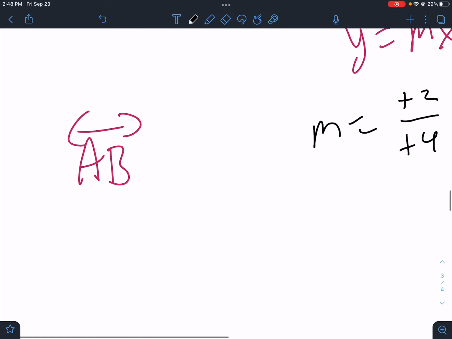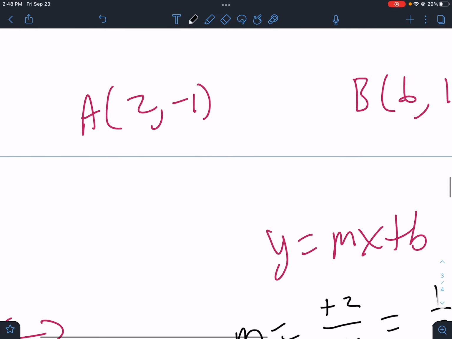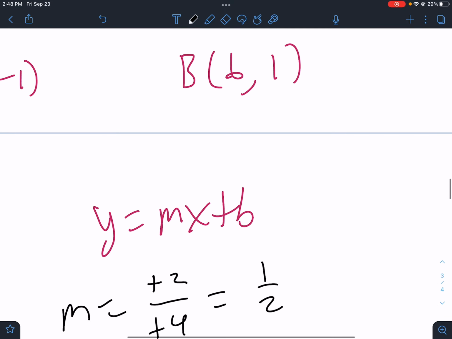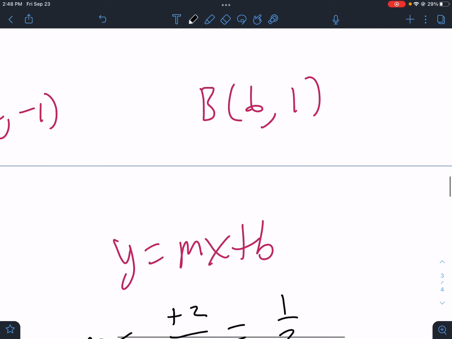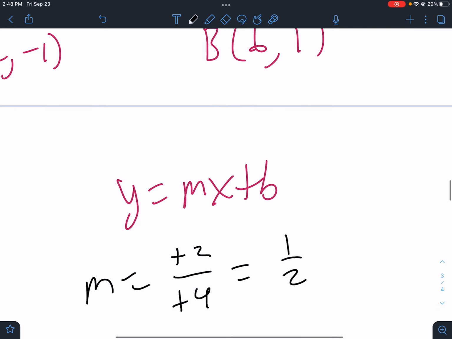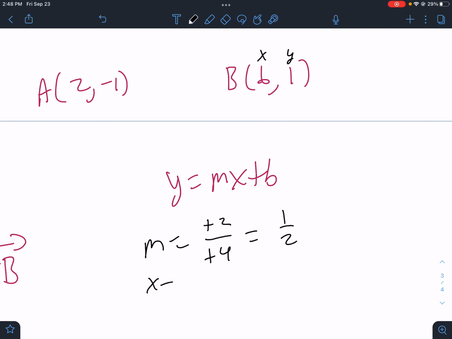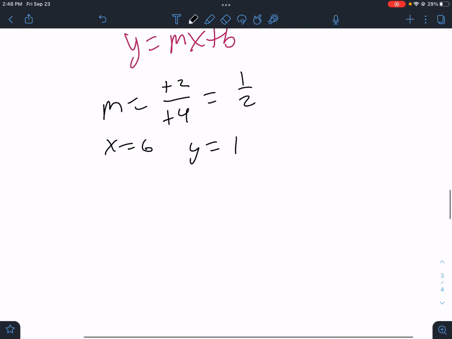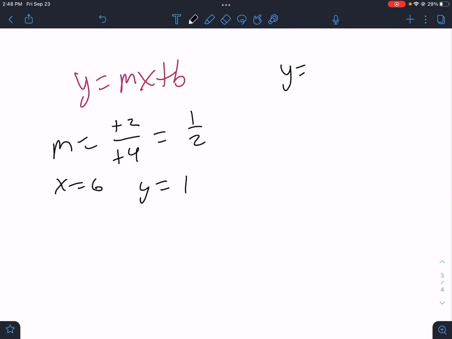And then because it's called AB, I can choose either A or B, and I have both of them. So it does not matter which one I pick. Makes no difference. I'm going to choose B, just for fun. This is my x and this is my y. So what we're basically saying is x equals 6 and y equals 1. A coordinate is an x comma y situation. All right, so then I plug it into y equals mx plus b.